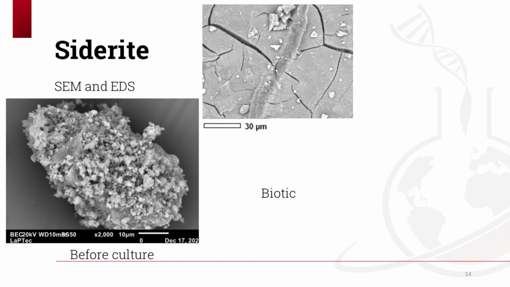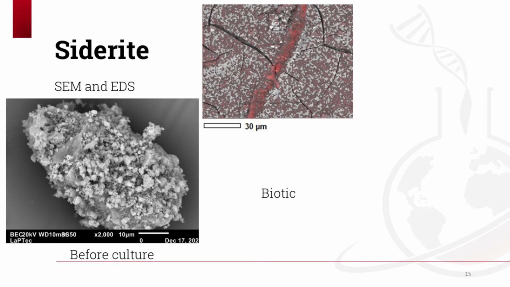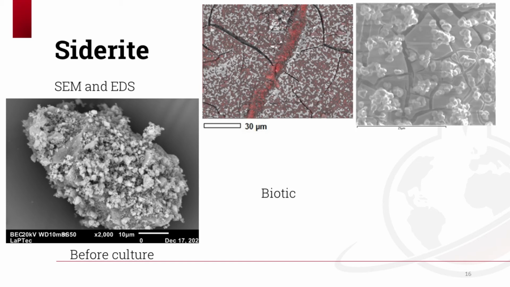However, on the right, one can see the result of the biotic assay. In the first picture, we can see a formation of paths left by the cells. They have a richer signature in carbon, shown in red, probably by the position of the EPS. In the second picture, one can see the desiccated EPS forming contraction cracks.